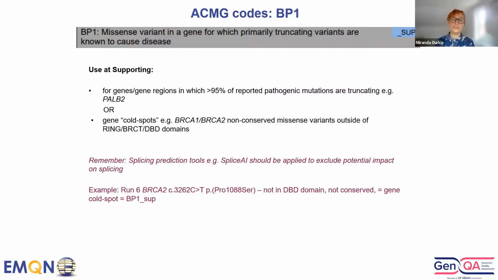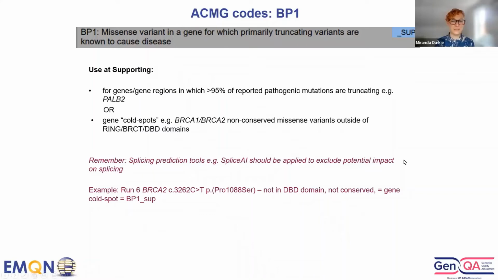We often talk about hot spots, but there are also cold spots in genes. A good example would be missense variants in BRCA1 or BRCA2 that are outside of those key domains and are not conserved. We just want to check the conservation to ensure it's not highly conserved and not something to do with a key structural amino acid. But generally, it's fairly obvious when it's not very well conserved outside of those domains, and you can apply BP1 at supporting. And a caveat, please remember to exclude splicing.